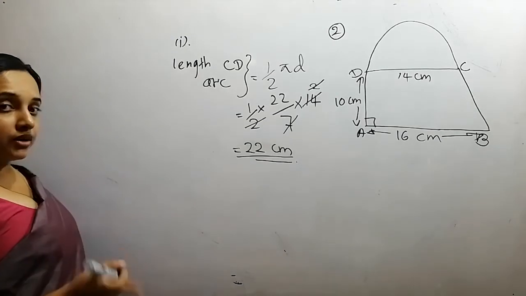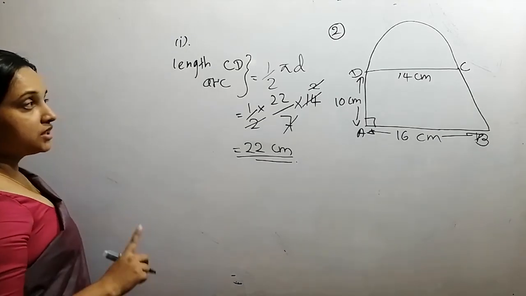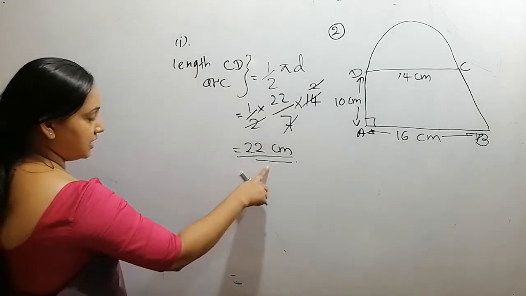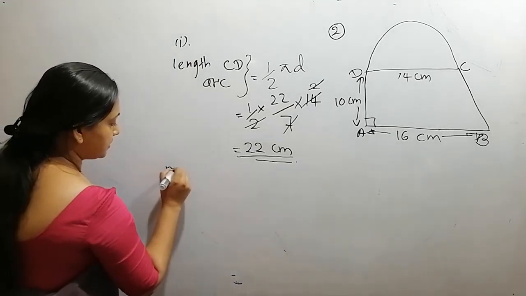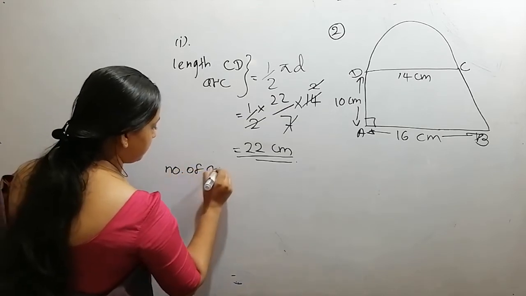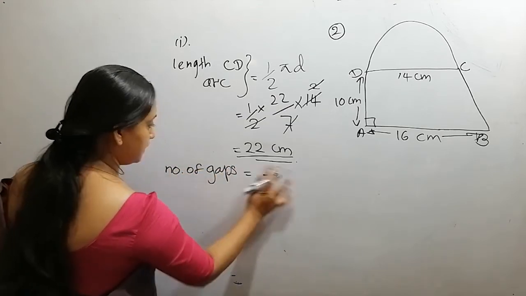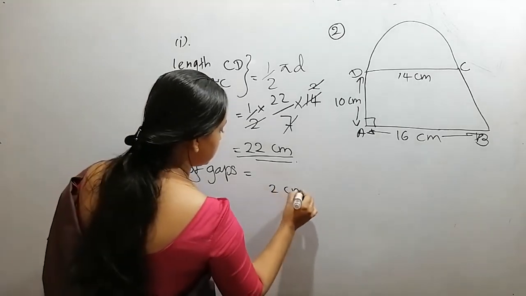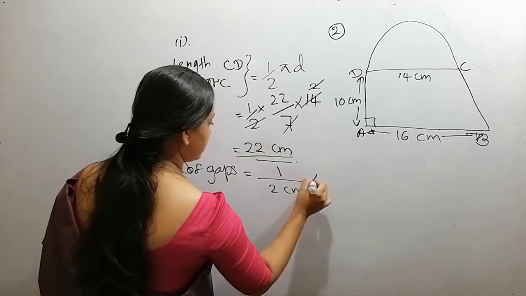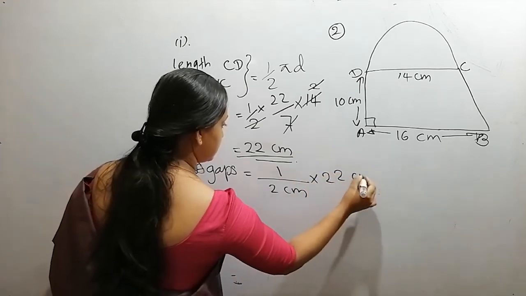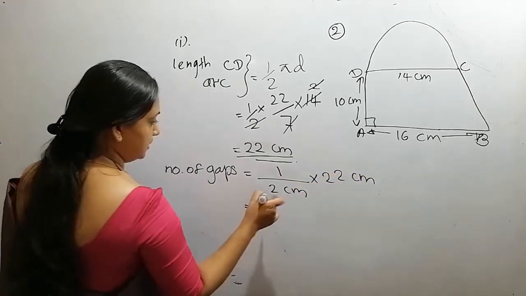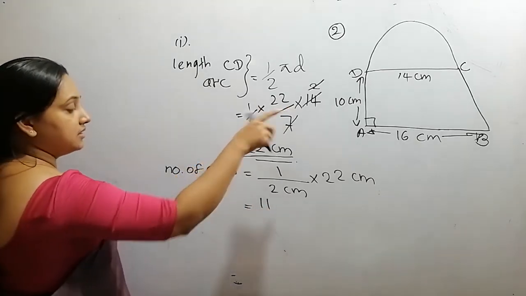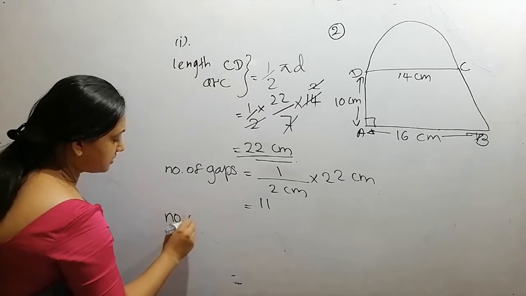Then if you are going to attach buttons with 2 centimeter gaps, how many gaps in 22 centimeter length? Then number of gaps: for 2 centimeters it is 1 gap. Then for 22 centimeters how many gaps? It is 11 gaps. Then this is an open-ended one, therefore number of buttons.